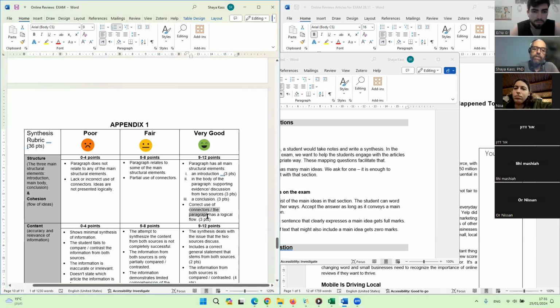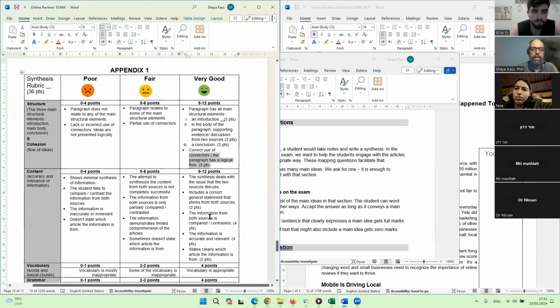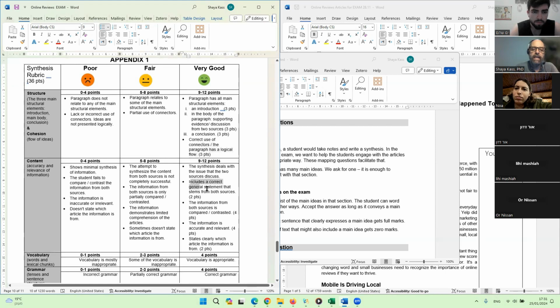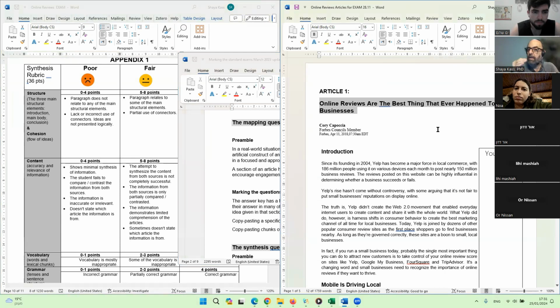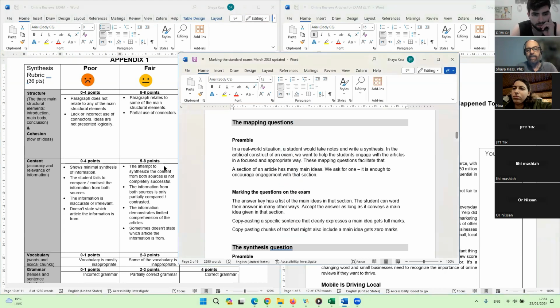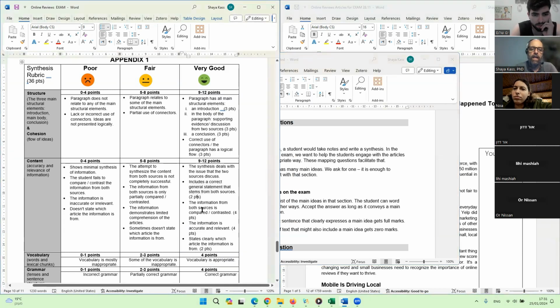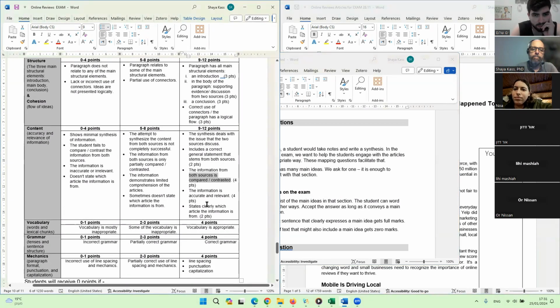Use connectors, put the ideas together. Give me a good general statement. Online reviews can be either very good for business or very bad for business. I don't know yet. I haven't read the article yet. Well, I did, but that's not their story. Make sure you use information from both sources. Make sure it's accurate and relevant, obviously. So the relevant here is I don't want details. And make sure you say where the information came from, which article the information came from.